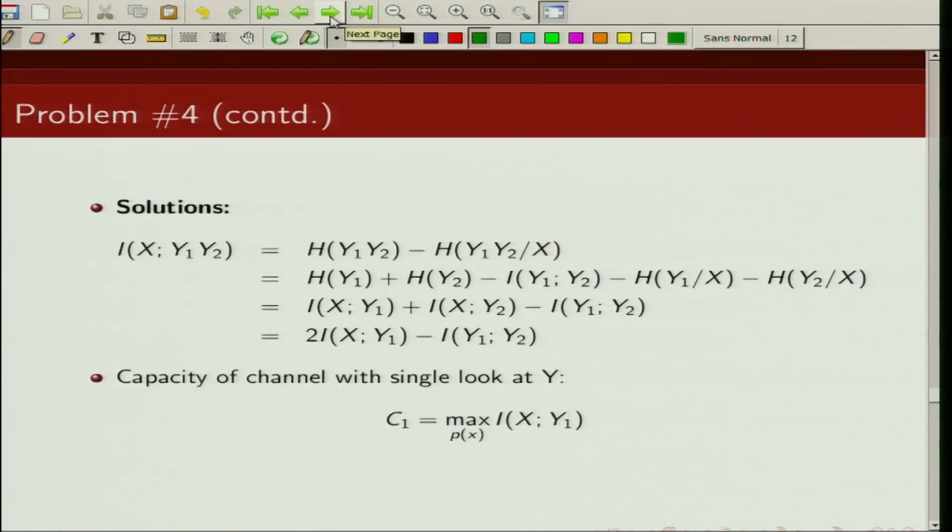Now, let us look at capacity of the channel with a single look. That capacity is given by mutual information between x and y1, where we maximize mutual information over all input distributions.